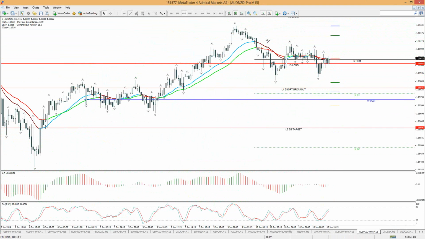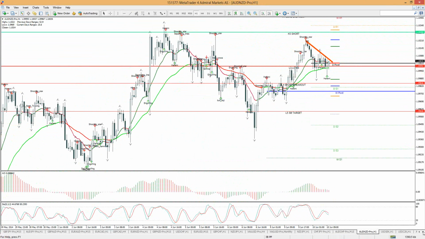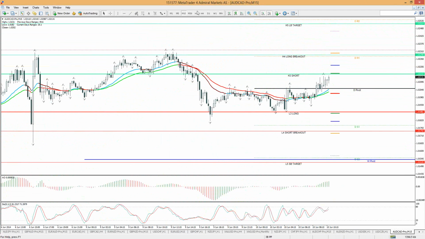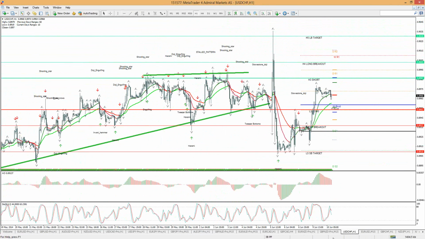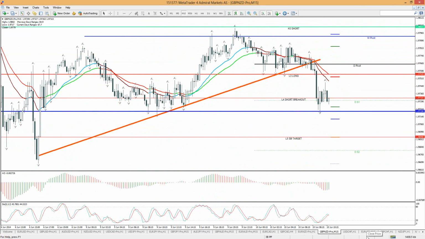New Zealand might be something worth taking a look at. Let's see. Pound New Zealand is getting close to that bottom that we talked about, but it hasn't broken yet.